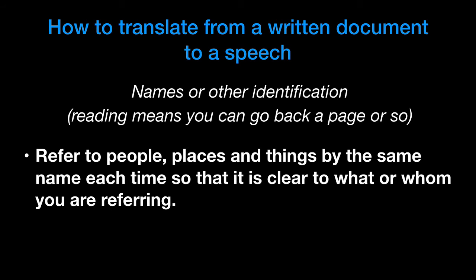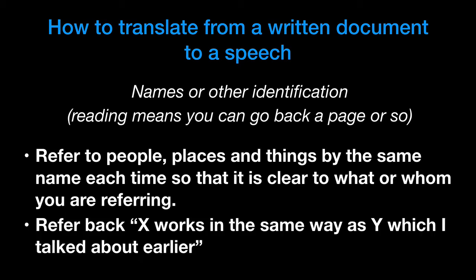So in terms of a speech and writing your speech, you refer to people, places and things by the same name each time, so that it's clear to what or to whom you are referring. And this is where you do not use acronyms, you don't shorten it, you don't use jargon, you don't use your nicknames, all of those things that confuse people when they're trying to follow who you're talking about, where you're talking about, or what you're talking about. And you refer back. So X works in the same way as Y, which I talked about earlier.